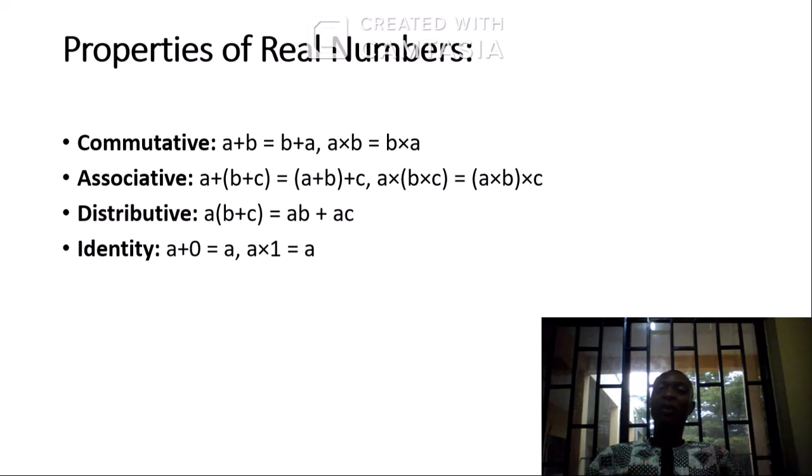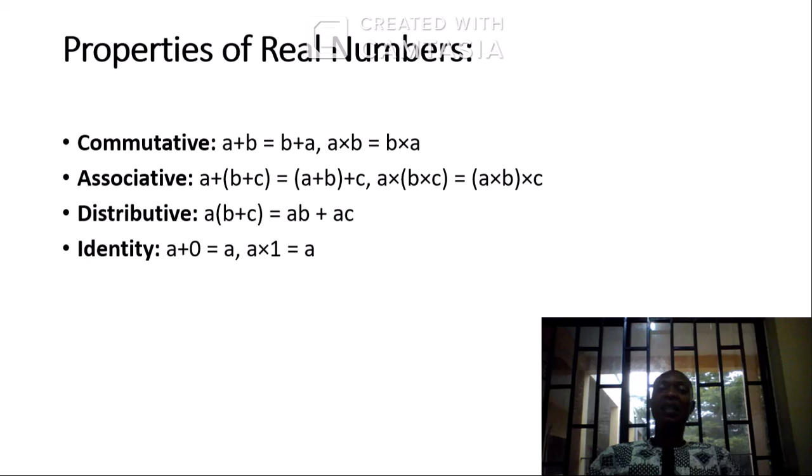Associativity is also there. A plus B, plus C is the same thing as A plus, B plus C. It doesn't matter which ones come inside the bracket. The same thing is applicable to multiplication. Associativity is applicable. So we also have distributive.